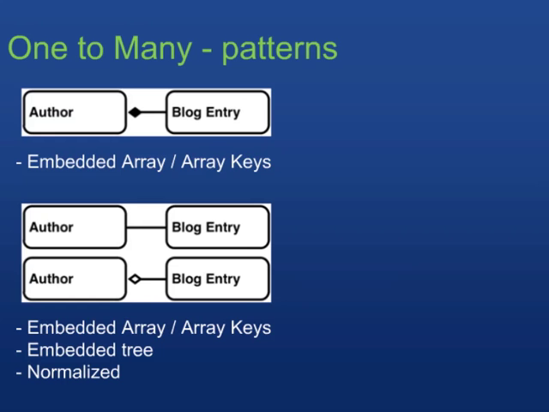So as we look at the different ways of doing this, you want to think about the ownership pattern, right? So if an author is an aggregation of or a composition of a number of blog entries, then I might look at storing those as an embedded array or using array keys. If I have more weak associations, I might use an embedded tree. So instead of having an array of all of my blog posts, I might have a document where the keys are the blog post names and the values are the blog posts themselves. Or I might go and fully normalize that model and store the things in different collections.